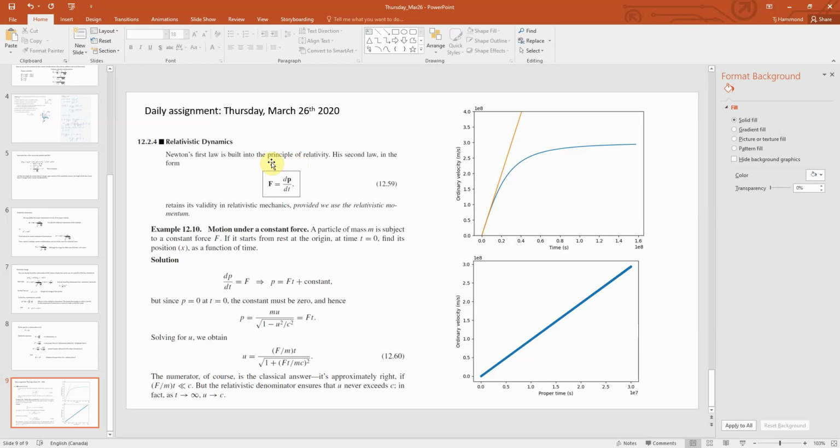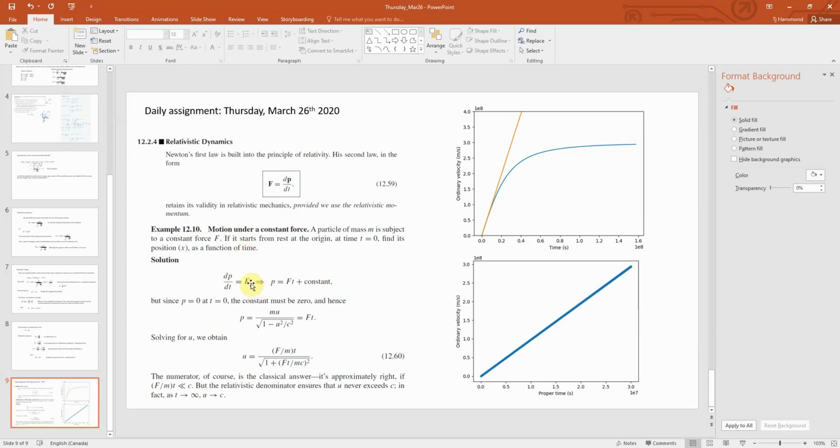As we saw, Newton's laws still hold in relativistic mechanics. However, you just have to redefine exactly what you mean by these forces and these momenta. But this example 1210 discusses what happens when you have motion under a constant force.